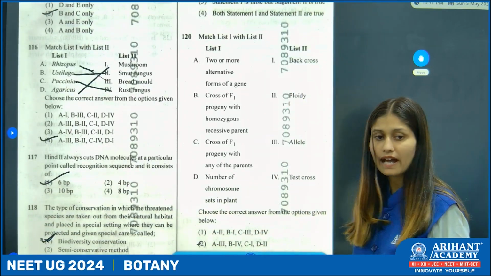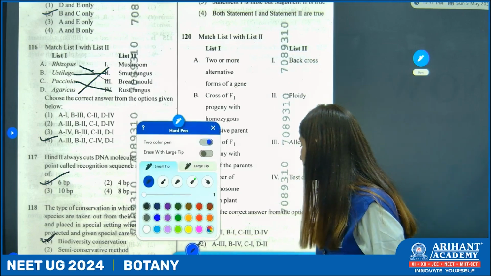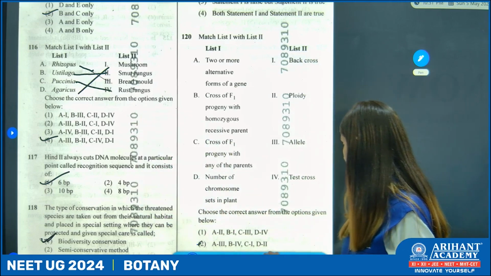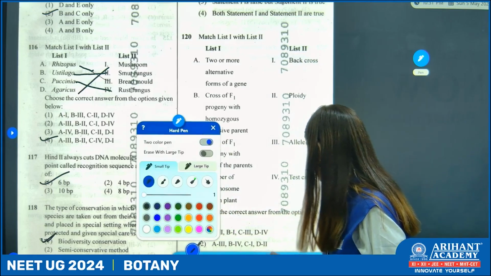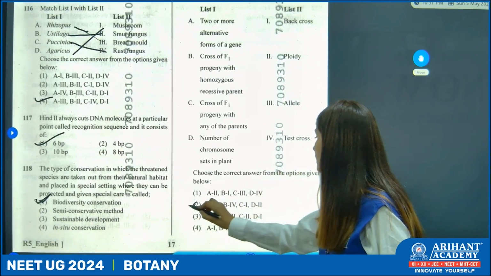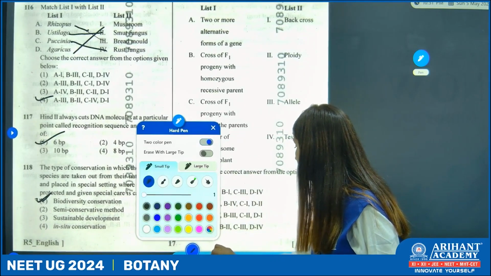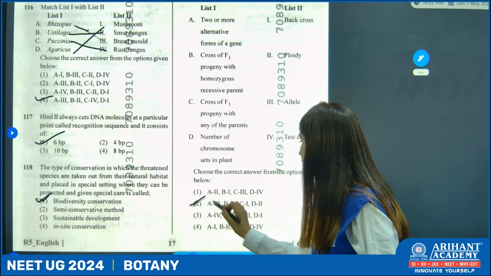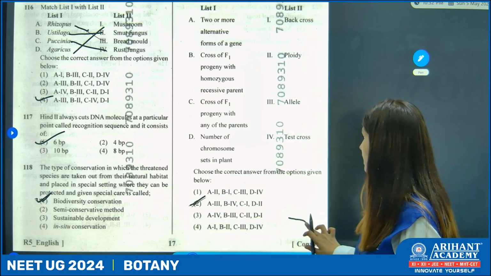Match list 1 and list 2. So this is another match the following type question here. So the answer for this, if you see it clearly, you'll find the right answer very easily, and the right option is here, the option number 2. This answer. Okay, let's move to the next question.